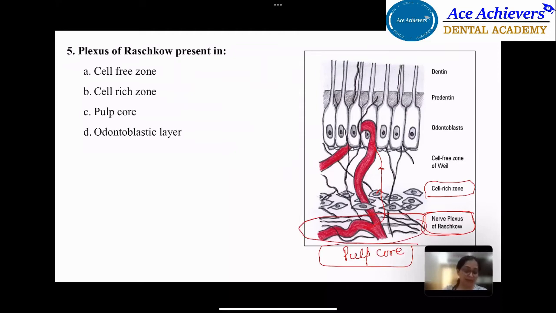So when we talk about the plexus of Rashkow, remember it is present between the cell-rich zone and the pulp core, but it is more towards the cell-rich zone. So we call it to be under the cell-rich zone.